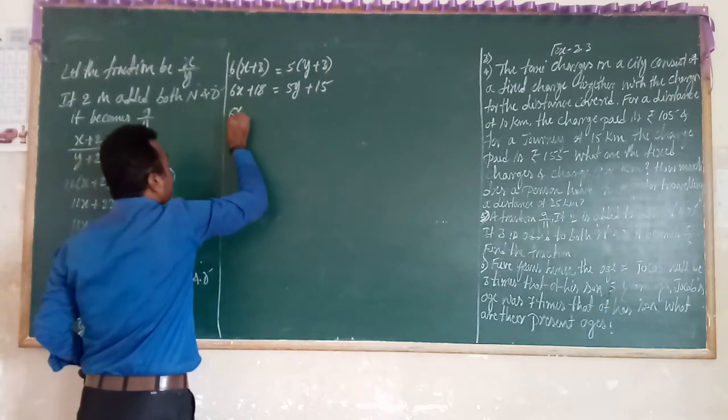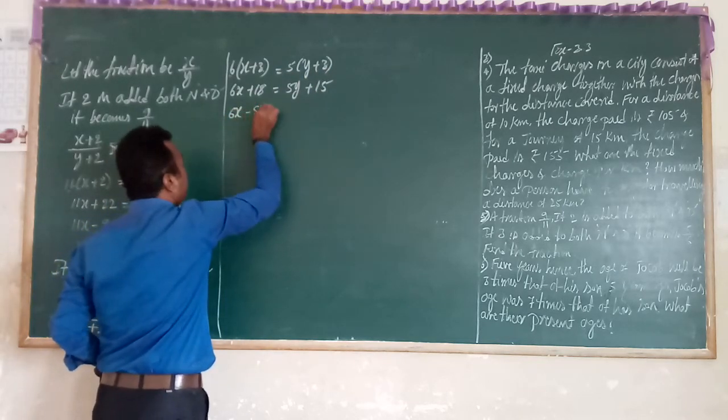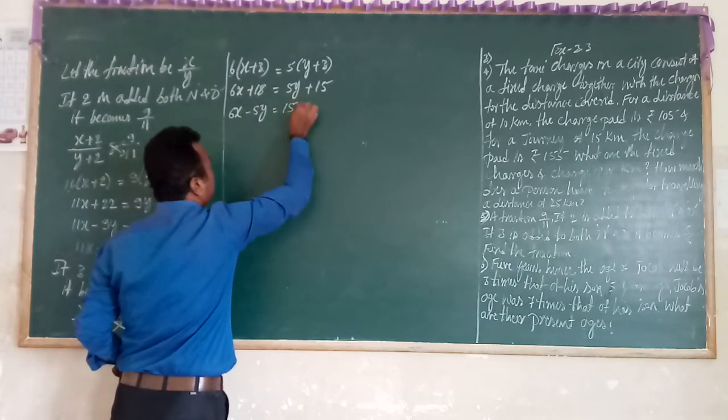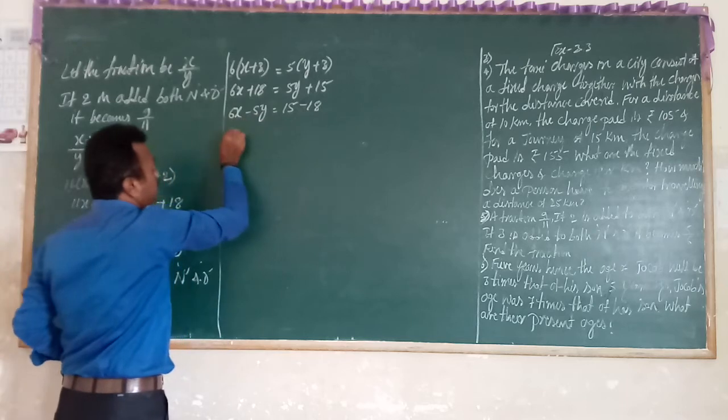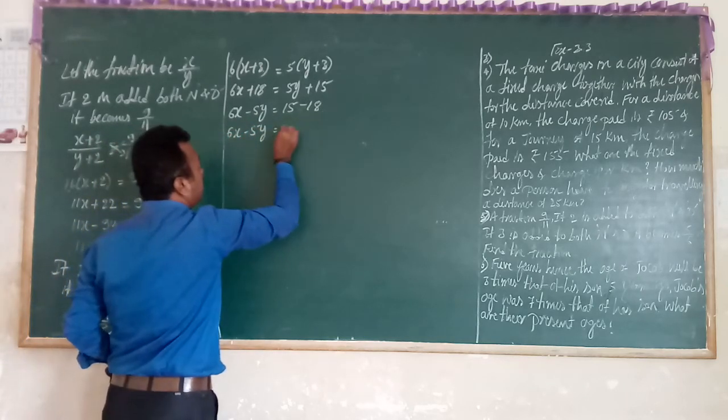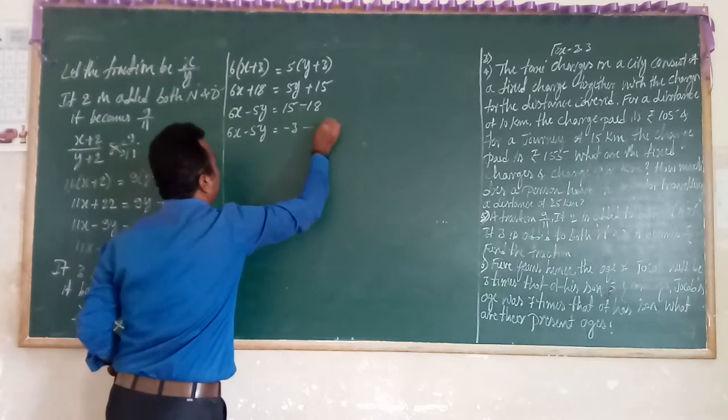Now 6x and 5y have to come here. It becomes minus 5y. And 15 we have to keep here only. We have to send plus 18, it becomes minus 18. Then 6x minus 5y we have to write like that only. It is equal to 15 minus 18, which becomes minus 3. Call it equation number 2.